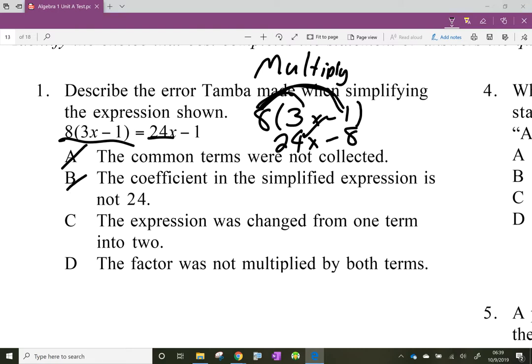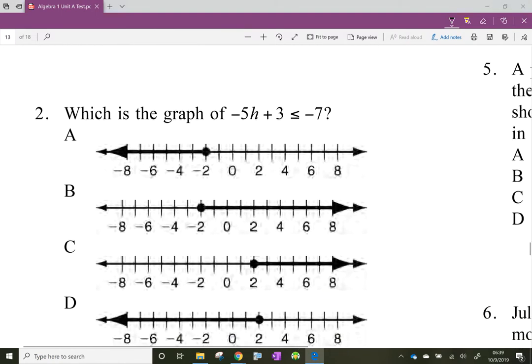That's actually correct. The expression was changed from one term into 2. That's not true either because there are 2 terms here and we have 2 terms at the end as well. So that's consistent as well. The factor was not multiplied by both terms. There's our answer, because she only multiplied the first term and got the 24x, but she must have forgotten to do 8 times negative 1. If she forgot to do that, she would have just left the negative 1 here, right? But if she remembered to do it, she would have changed it to negative 8. So she did not multiply both of the terms, right? So D is that final answer.